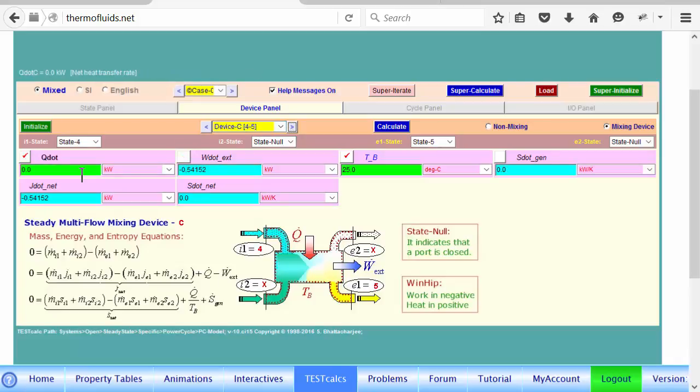Device C is the isentropic pump. Again, it goes from 4 to 5, and as you expect from the wind heap convention, the external work is negative, so the pumping power is 0.54. The pump consumes that much power, which is why it turns out to be a negative quantity, because W dot external, recall, is an algebraic quantity.